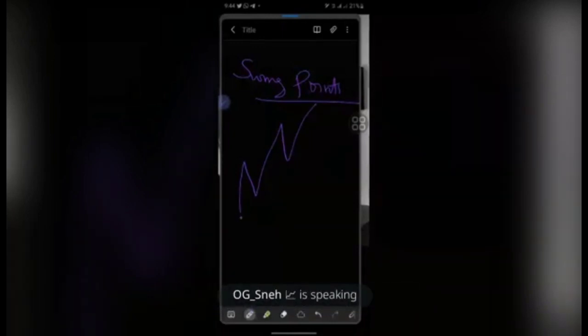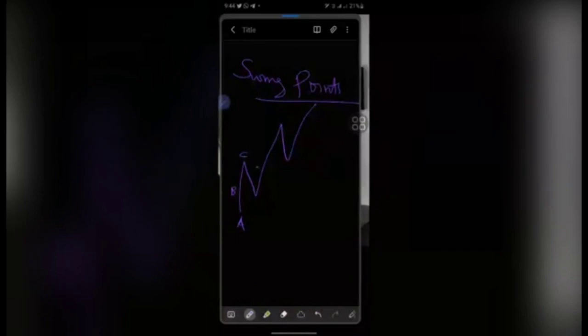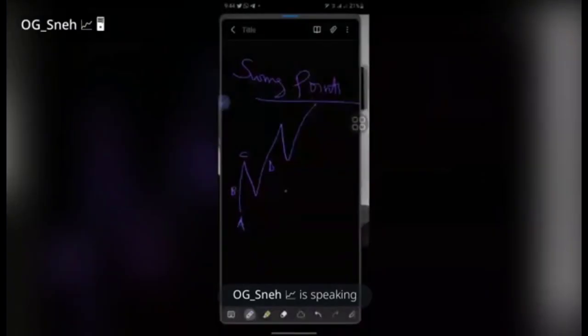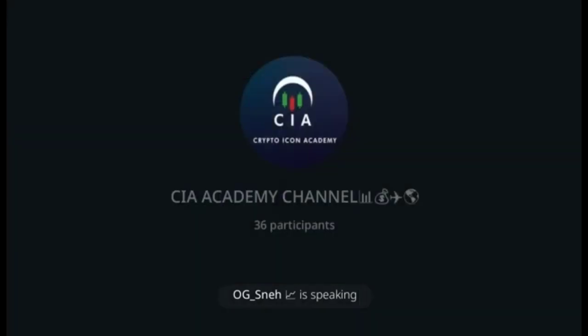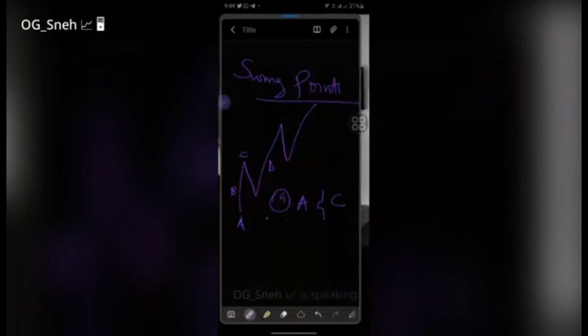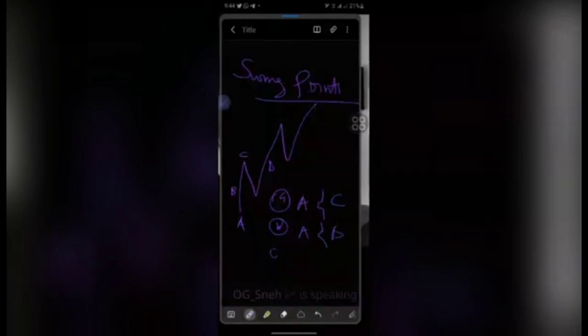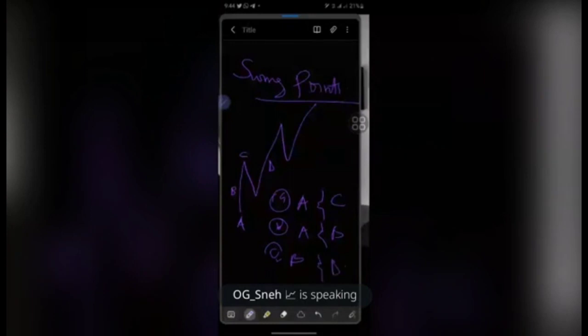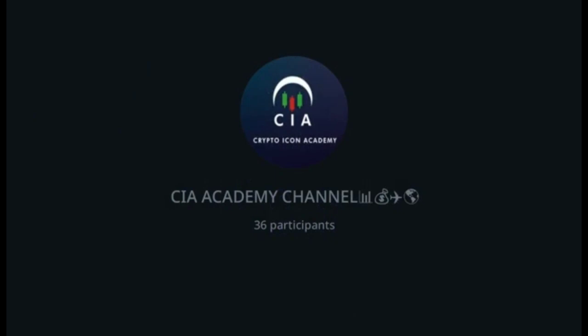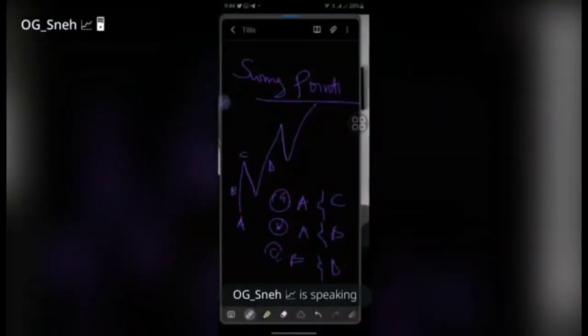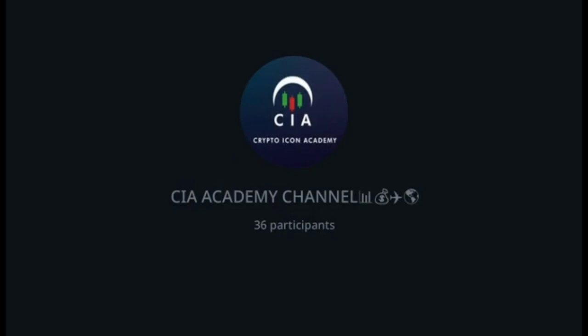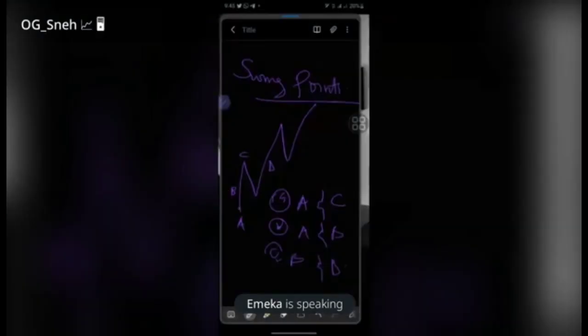Now, if I have A, B, C, D, what are the swing points? Is it option A, A and C? Option B, A and B? Option C, B and D? Where are the swing points? Any smart student? Option A, thank you very much. A and C.